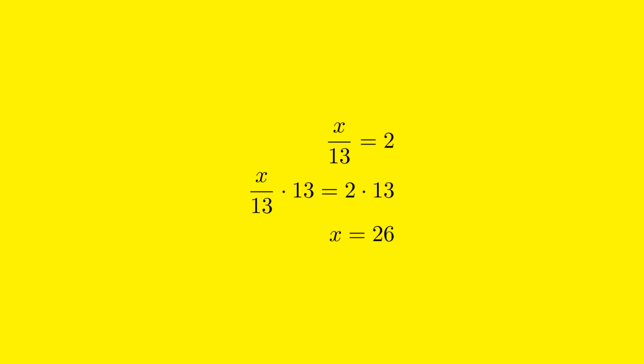So multiplying both sides of the equation by 13, we have x divided by 13 times 13 equals 2 times 13. Simplifying this, we get x equals 26. This means the variable x equals 26, and this completes the solution to the equation.